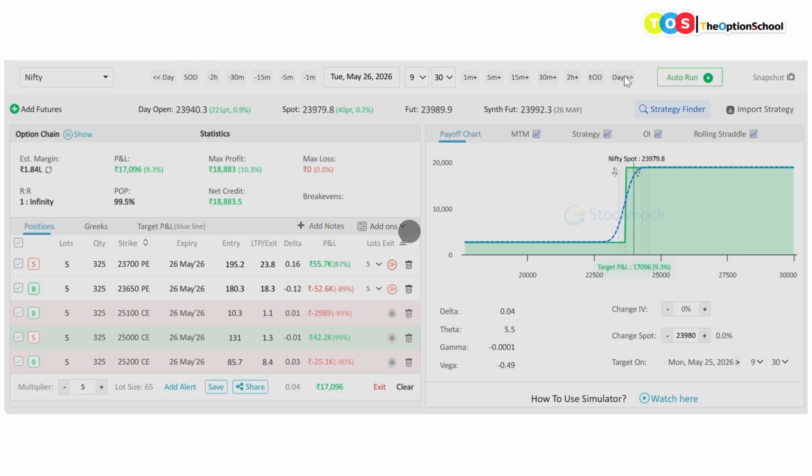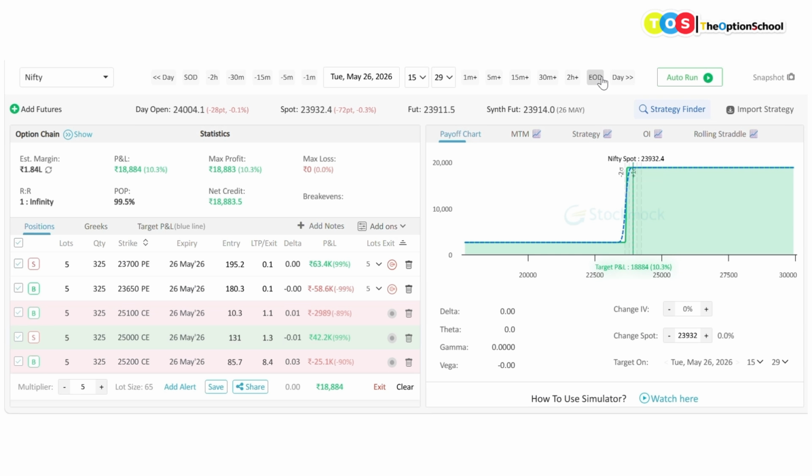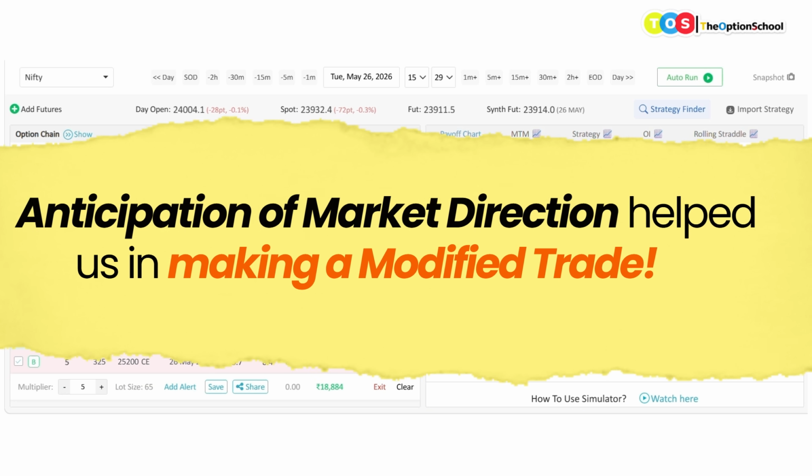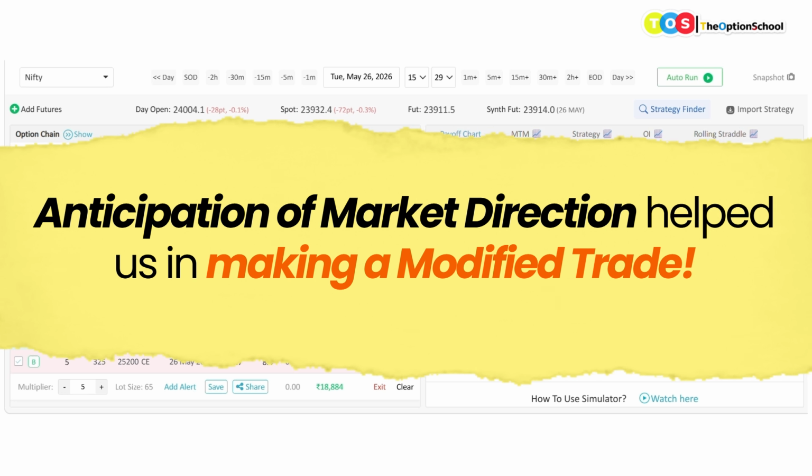Let us see on expiry day, and by end of day, we are making 18,884, which is not 10.3%, because originally we used around 5 lakh rupees. So it is in the range of 3 to 3.5%. So this is how a little bit of anticipation of the market helps in creating a modified trade, which is not a standard normal trade.